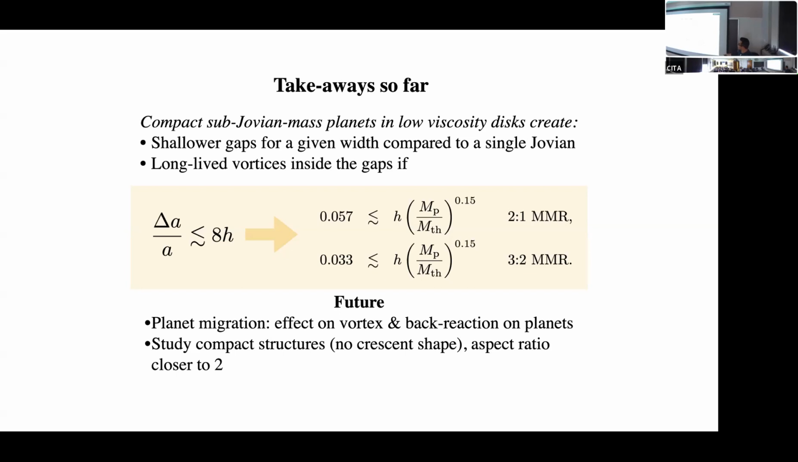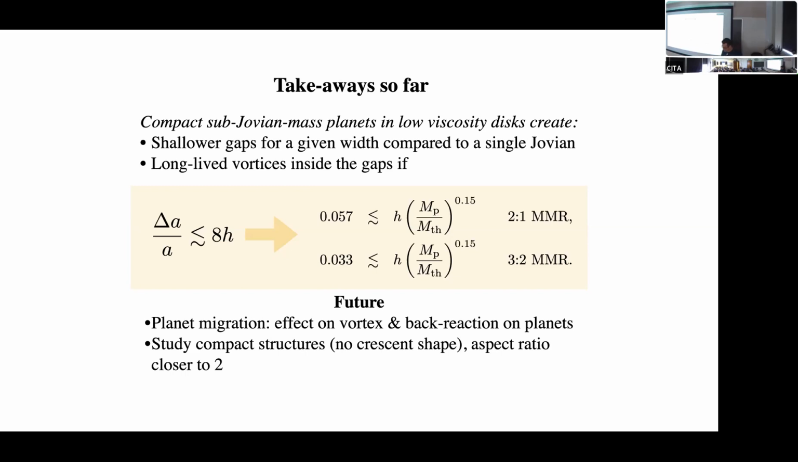So if the aspect ratio is reasonable for this disk, maybe not for Kepler, where the planets might actually be thinner inside like 1 AU, planets around the 3-2 resonance should actually show these vortices. If you somehow get trapped into these resonances, they might actually show up as dust trapping vortices. In the future, we want to deal with planet migration, the effect on the vortex, and also the back reaction on the planets, and study compact structures.